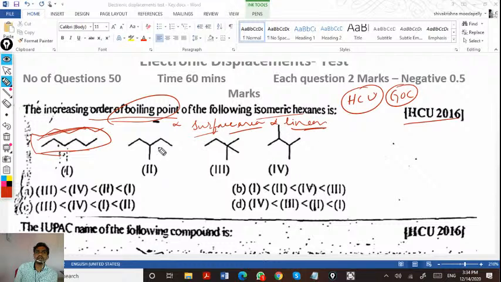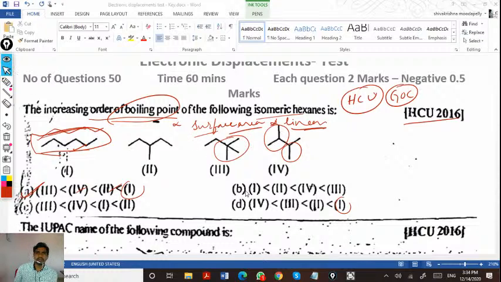So if it is more linear, it will have a higher boiling point. The highest boiling will be this one. Increasing order is asked, so one will be at the end. Next, less branched, or more linear, is second. Among 3 and 4, 3 is having more branching when compared to 4. So it is 4 then 1. So the correct option is 1. Here the logic is surface area: boiling point is proportional to the surface area.